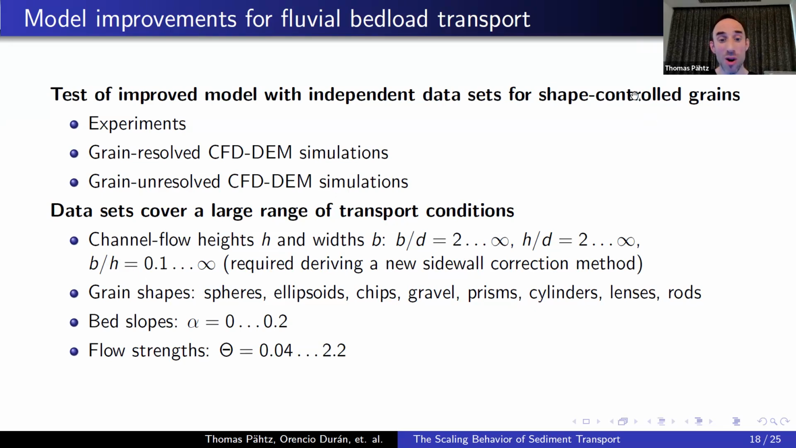And in order to test our model, we also had to derive a new sidewall correction method, because existing sidewall correction methods for such very narrow channels didn't exist. But I'm not talking about that, I just say we also derived a new sidewall correction method. These data sets include grain shapes such as spheres, ellipsoids, ships, gravel, prisms, cylinders, lenses, rods, a large range of bed slopes from 0 to a very large slope angle, much larger than you would typically get even in mountain streams, and a large range of flow strengths.